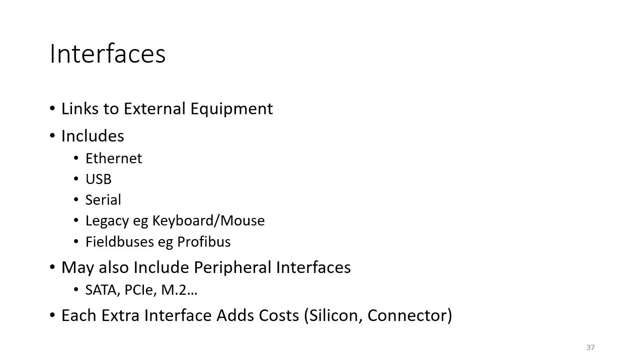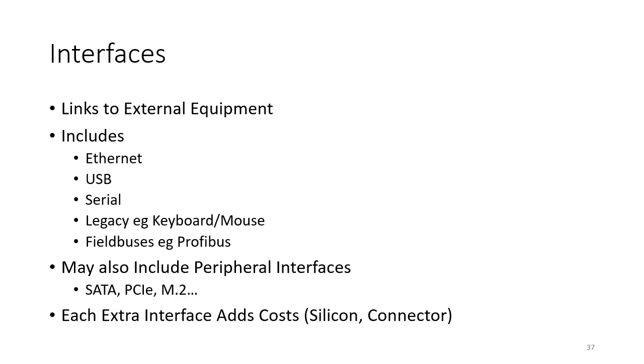Let's take a look at the interfaces that we might use for industrial PCs. Interfaces are required to link to external equipment. At the physical layer, that can include Ethernet, USB, serial. There might be legacy connections for keyboard and mice, although often today these are USB. In industrial applications, you might have field buses, for example, Profibus, DeviceNet and others.